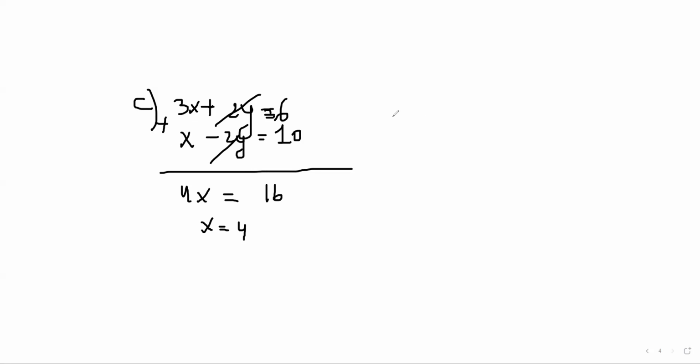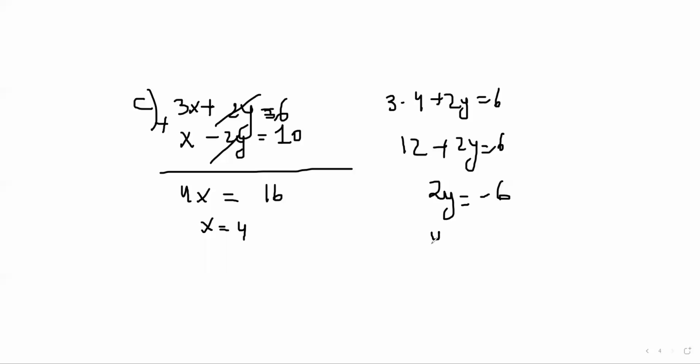We can find the same y from either equation. So 3 times 4 plus 2y equals 6. I substitute in the first one, but you can check the second one also. 12 plus 2y equals 6, so 2y equals negative 6, and y equals negative 3. So 4 and negative 3 is the solution pair for this linear system.